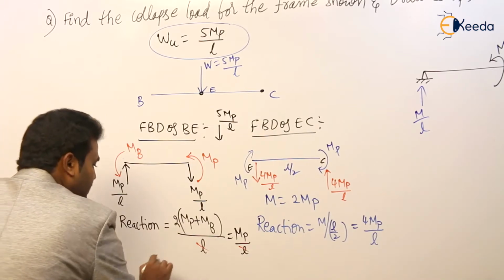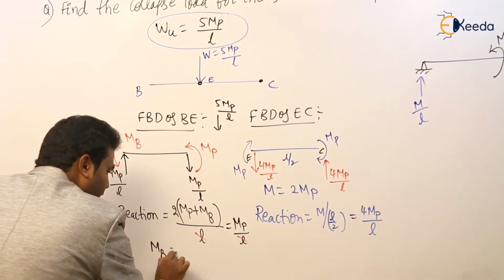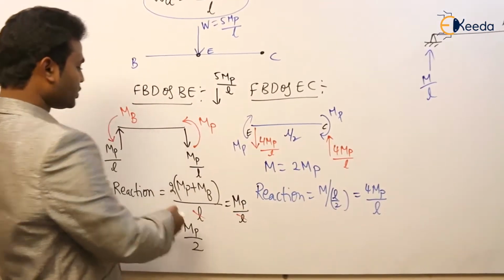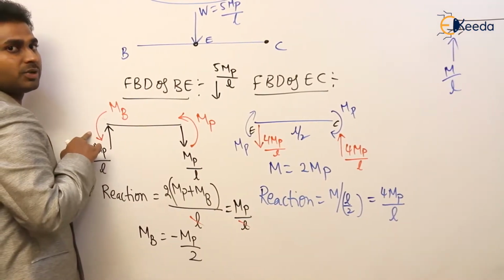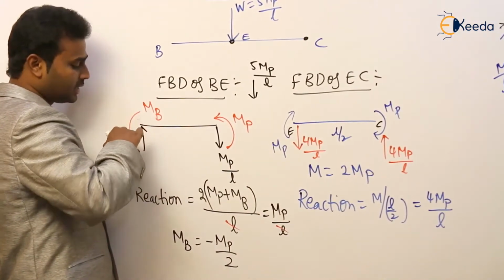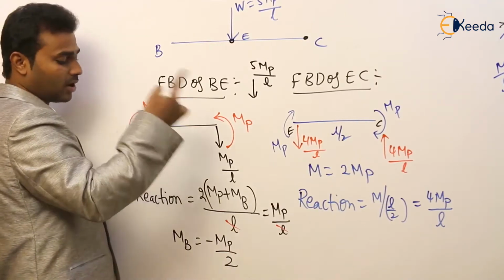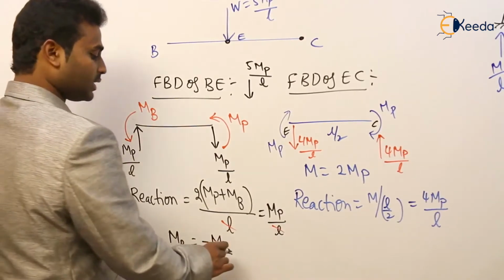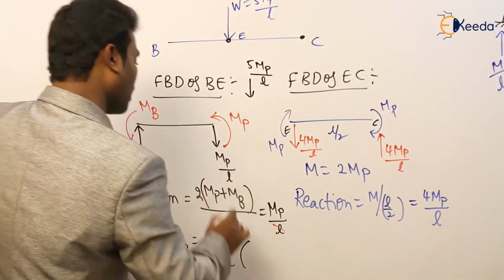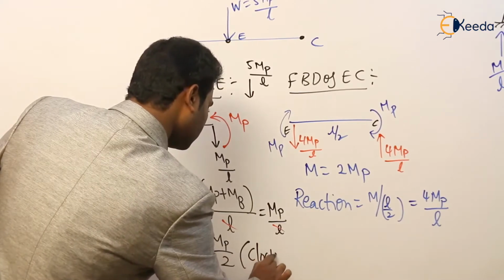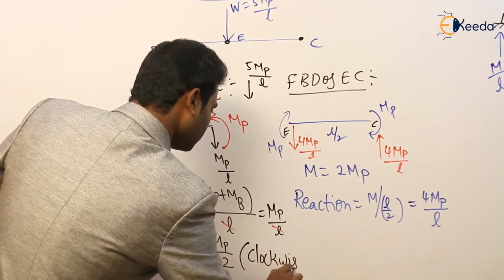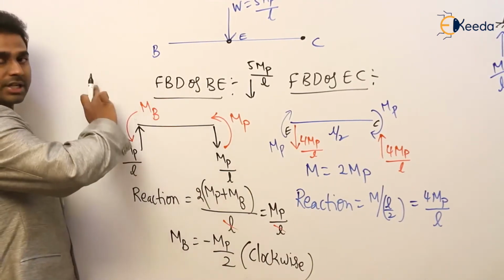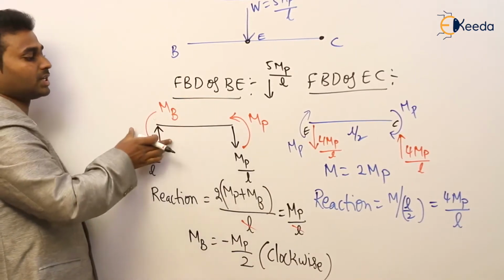So finally MB is nothing but minus MP by 2. So minus means opposite to the direction assumed. So what is the direction we have assumed here? The direction we have assumed here is anti-clockwise, but in reality it will be clockwise. That is the meaning of this negative. So it should be clockwise, not anti-clockwise. Initially we assumed anti-clockwise direction, but it should be clockwise direction.